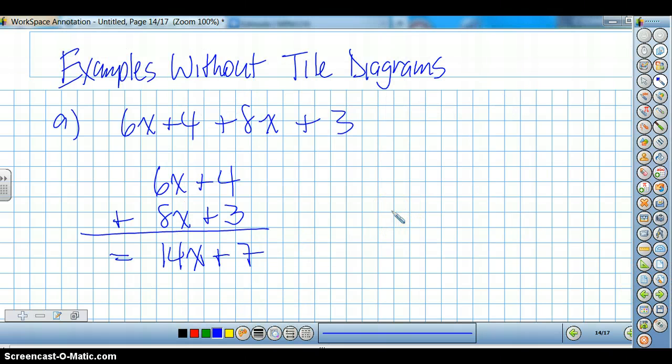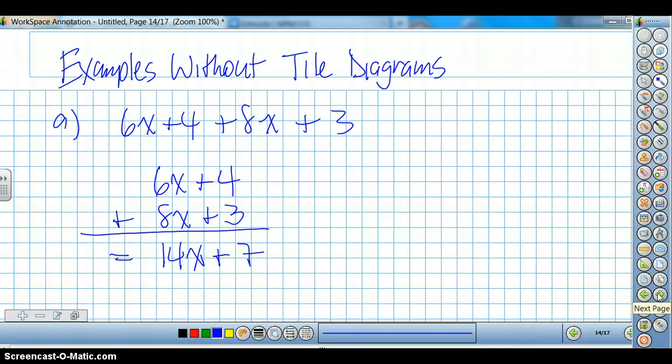Now let's try this without the tiles. If you can remember back, when you added in elementary school, you often added in columns. So as long as you alternate a variable term with a number, I did 6x plus 4 plus 8x plus 3, and then you just add everything in columns like you used to do in elementary school. 14x plus 7.